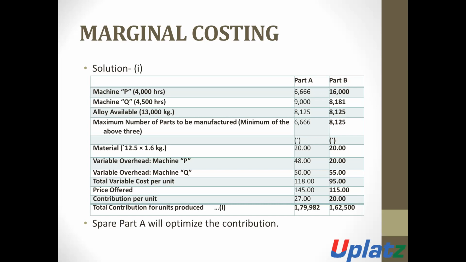Then the total amount of the contribution is equal to 6,666 into 27. It will be 1,79,982. And if we produce part B, then the total amount of contribution will be 8,125 into 20 rupees. Then it will be 1,62,500.